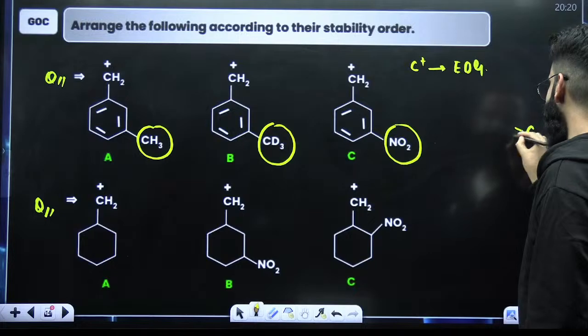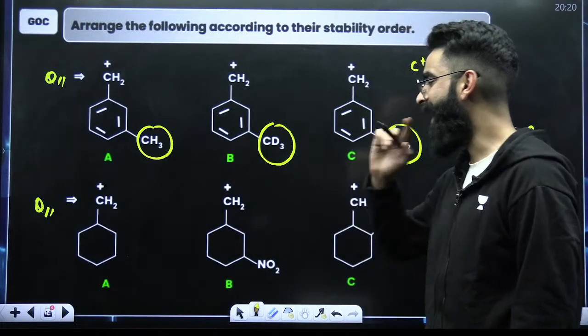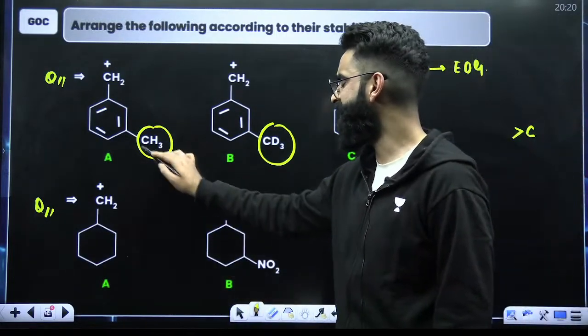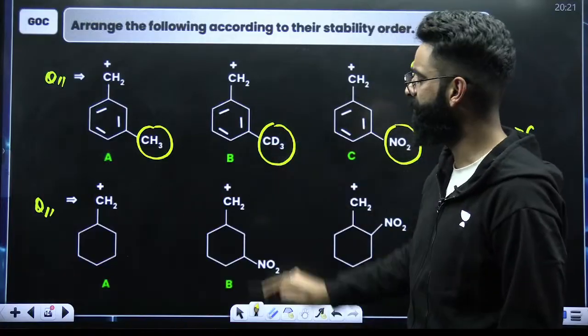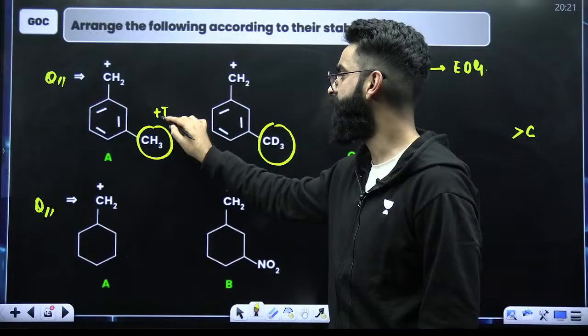I would say C is least stable. Now, you have got CH3 and CD3. This is present at the meta position. This is also present at the meta position. At the meta position, which effect are they going to operate? Inductive effect, right? This is going to show plus I.